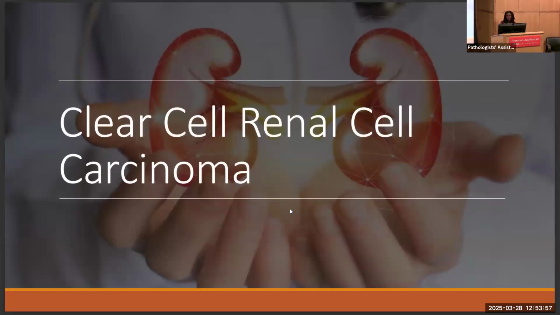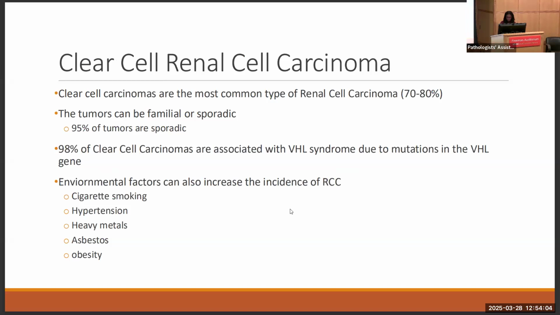Now we will discuss the etiology, pathophysiology, morphology, and clinical course of clear cell carcinomas. 70 to 80% of renal cell carcinomas are clear cell, making it the most common type. These tumors can be either familial or sporadic. 98% of clear cell carcinomas are associated with von Hippel-Lindau syndrome due to mutations in the von Hippel-Lindau gene. Environmental factors can also increase the incidence of clear cell carcinomas. This is not an all-inclusive list, and some of those factors include cigarette smoking, hypertension, heavy metals, asbestos, and obesity.